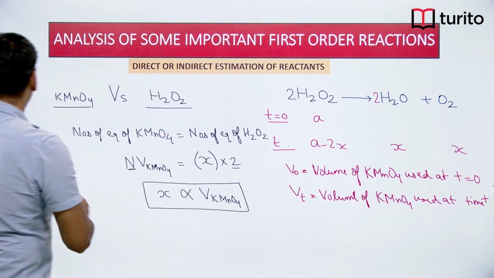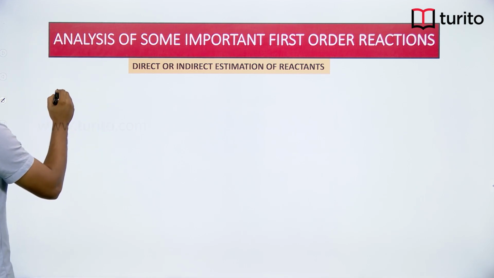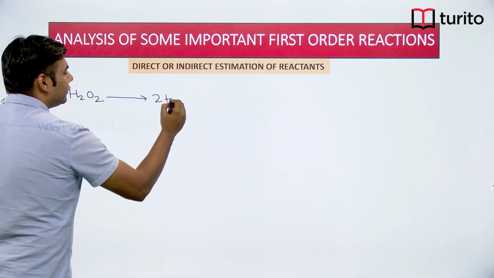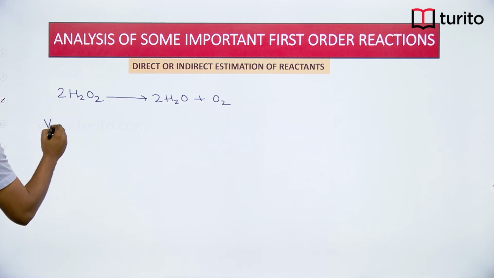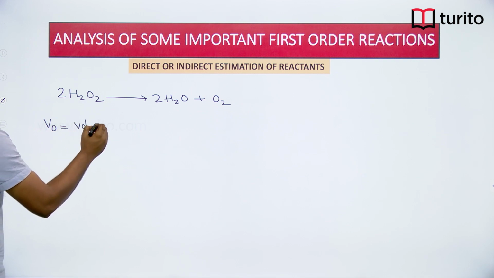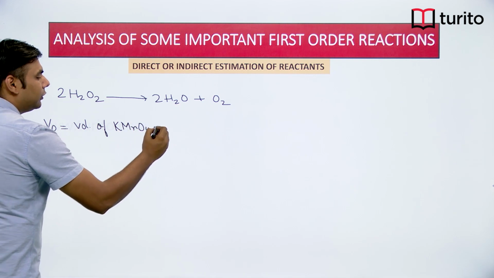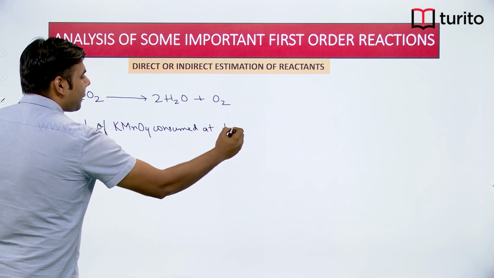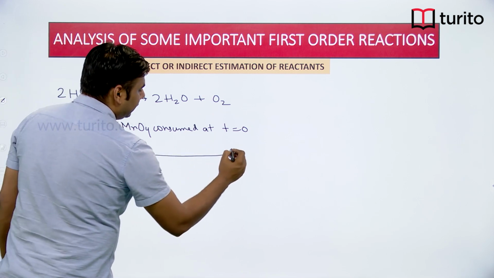So, what we are going to say over here? I hope this step is clear to you. Basically we are saying that 2H2O2 is breaking into 2H2O plus O2. V0, I have already told you, is the volume of KMnO4 consumed at time t equals to 0, and Vt will be the volume of KMnO4 consumed at time t.